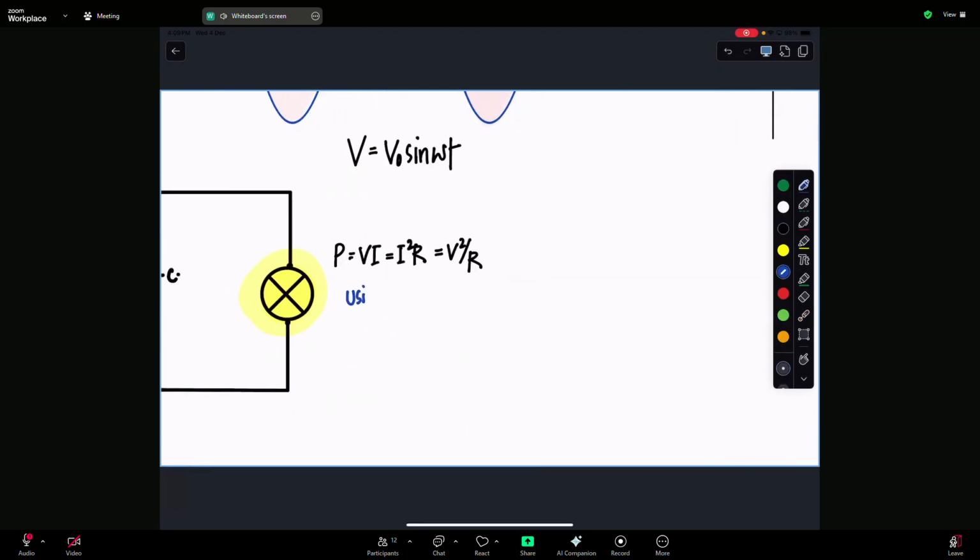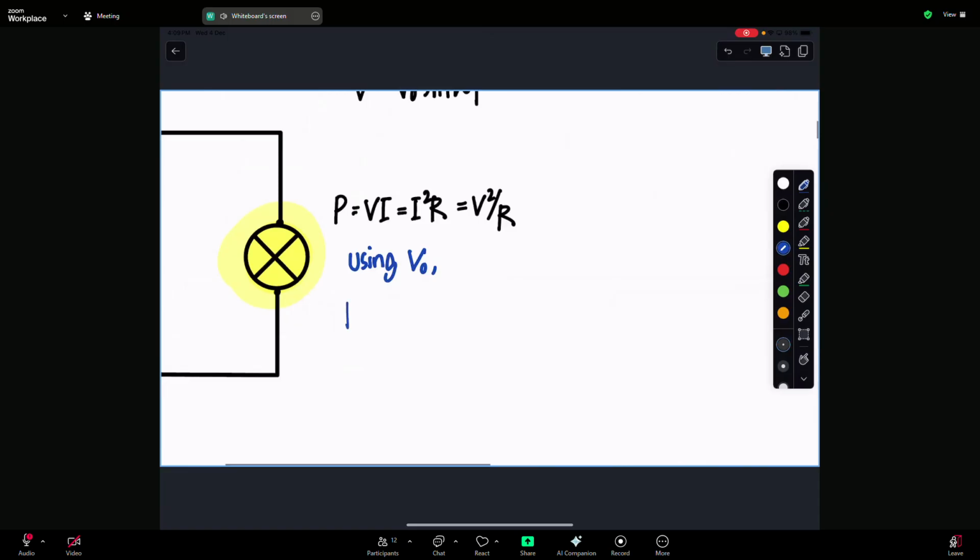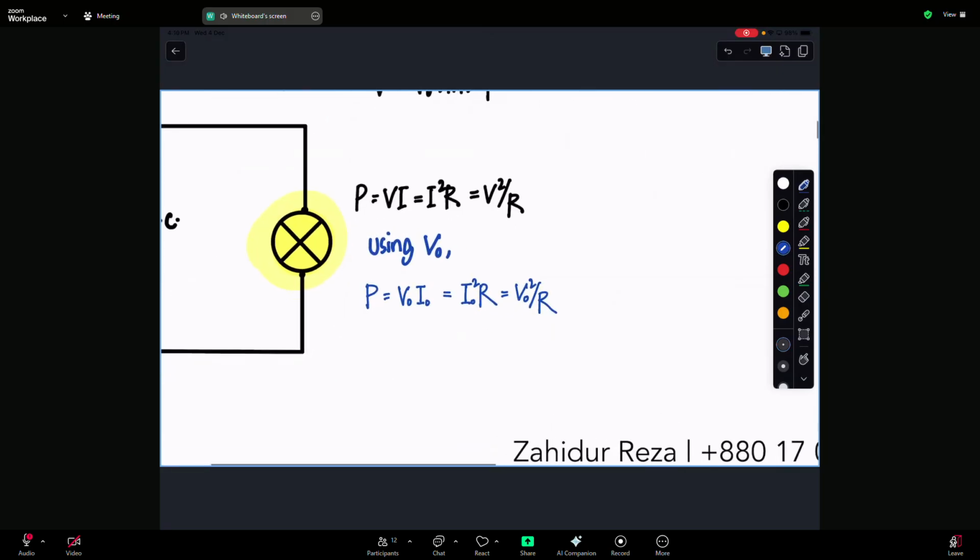So using V naught, what should my power value be here? The power value is going to be P equals V naught I naught, or I naught square R, or V naught square by R. These are the values for my power, right? I have a question for you, okay? Do you think that these are justifiable? Are these values the power output of your lamp? If so, why? And if not, why?